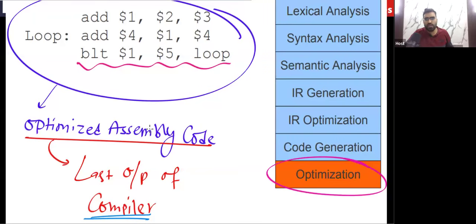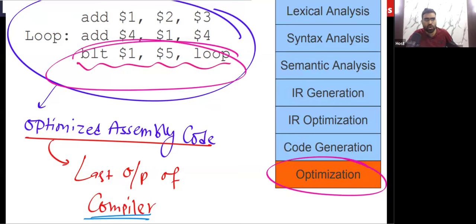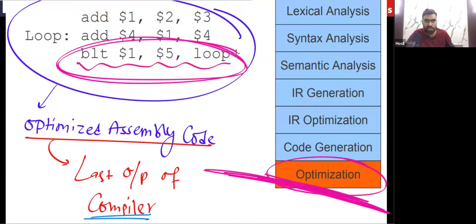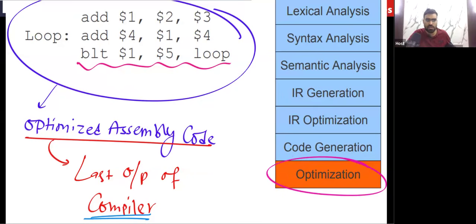In the instruction set of the CPU, do we have this instruction or not? This is machine dependent code optimization. In it, we are using the features of the CPU, the features of the processor. But in this IR optimization, we do not use features of the machine. So this is machine independent optimization and this is machine dependent optimization.